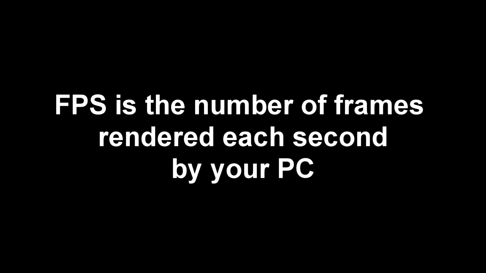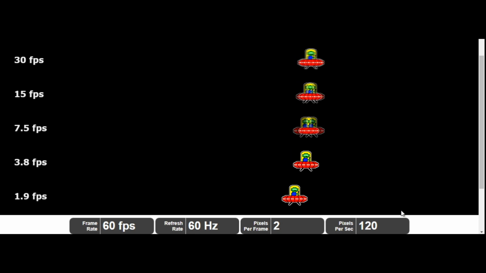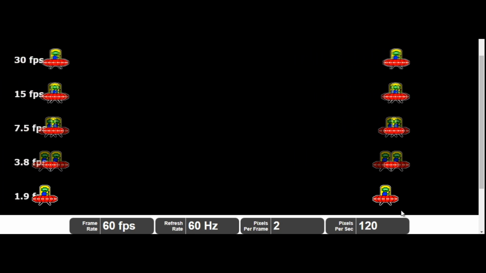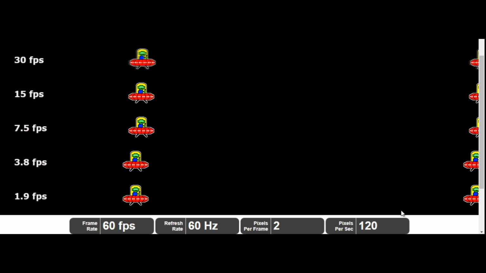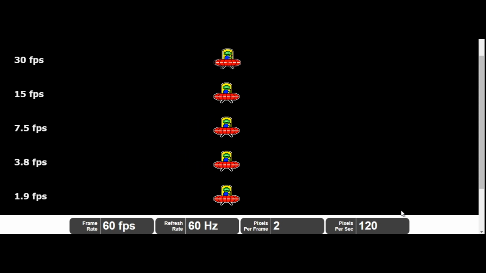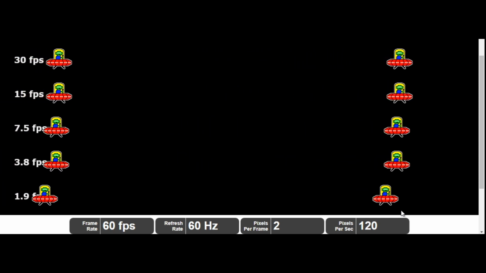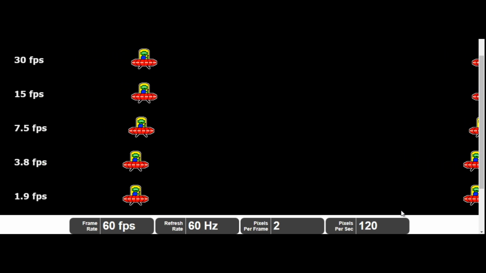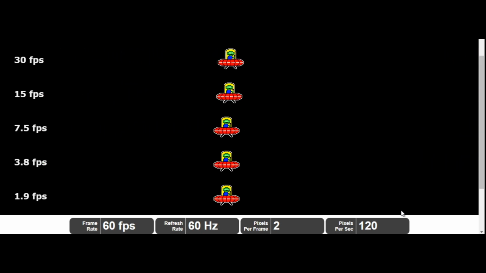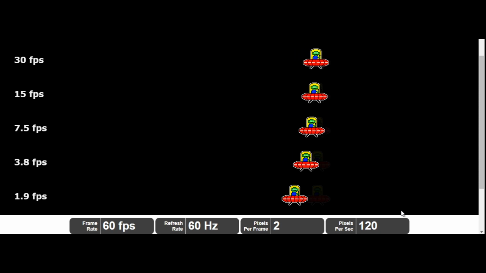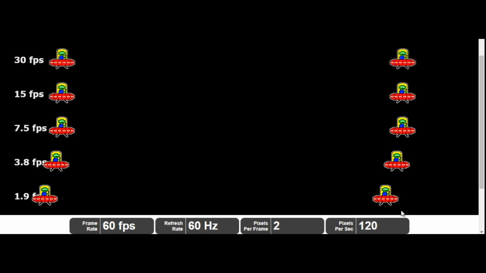Frames per second. FPS is the number of frames rendered by your PC each second. Take a look at this FPS simulator. Even though the speed of the UFO moving from left to right is the same, since the number of frames used to represent this motion increases, the animation becomes smoother and less jittery. Similarly, in CSGO, higher FPS results in smoother gameplay.